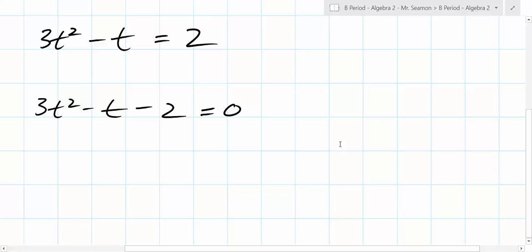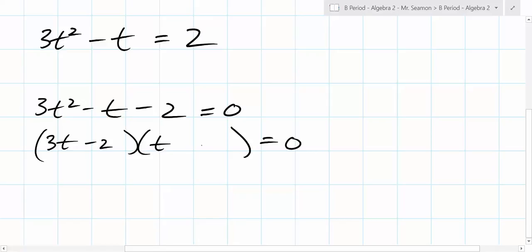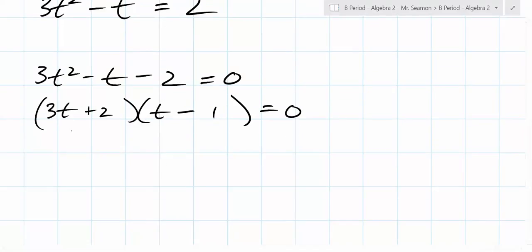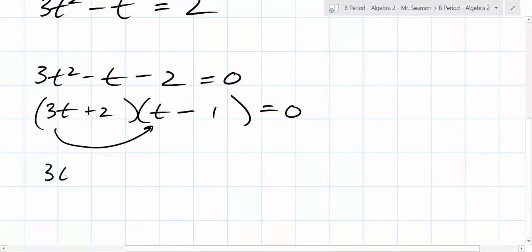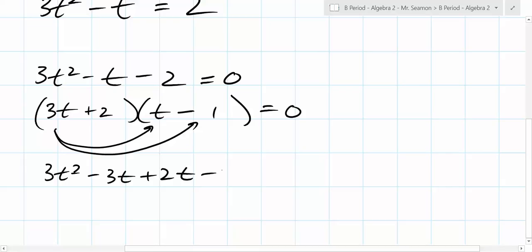At least you know the leading coefficient isn't 1. But what is the leading coefficient on this one? At least 3 is a prime number, right? At least you don't have to test a whole bunch of things. You know it's -2, so maybe -2 and +1? Does that work? That doesn't work, but what about +2 and -1? Does that work? What's 3t times t? 3t squared, and then minus 3t, plus 2t, and then minus 2. Does it work? Oh, look at this. It does work, so it does factor.